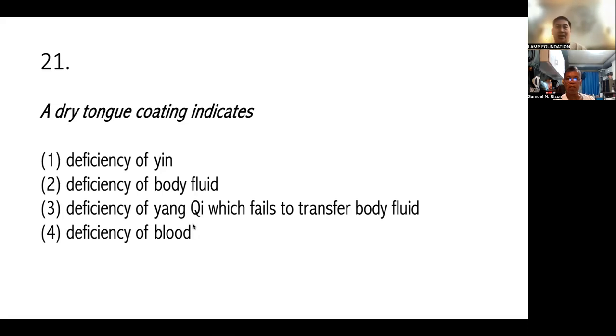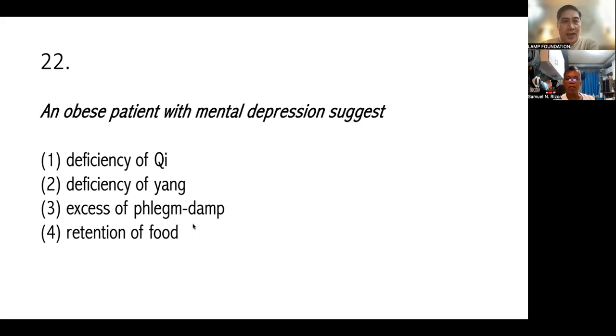Okay, but anyway, it's another story. We're going to tackle that during treatment principles. Okay, let's go to number 22, Sir AK.